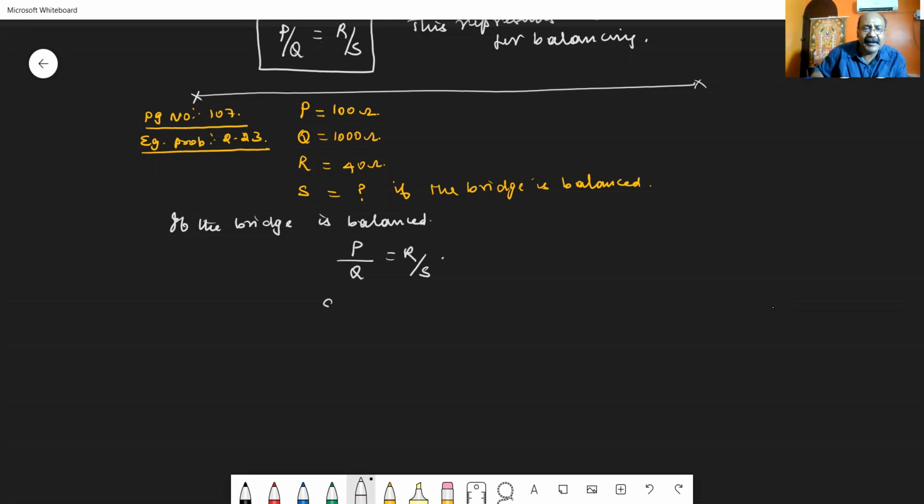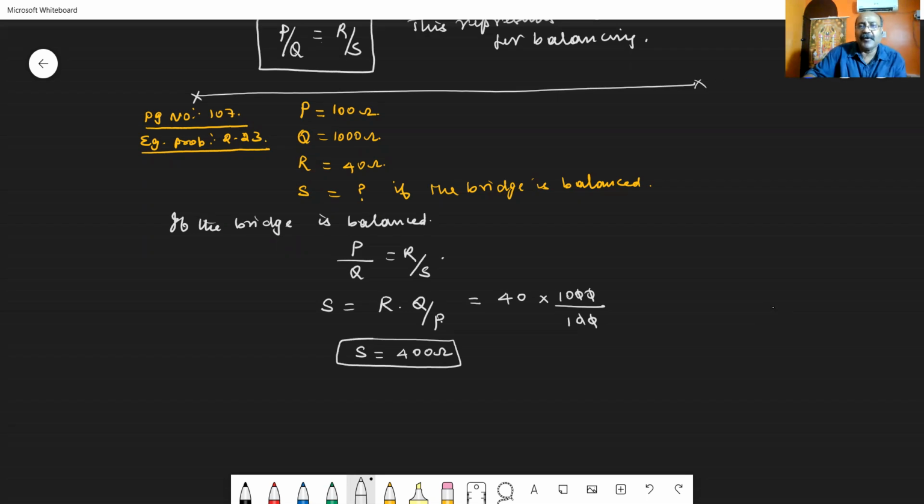In this equation, I am in need of S. On cross multiplying, I will be getting R into Q divided by P. Substitute, what is the value of R? It is 40. Q, it is 1000, divided by P, it is 100. So here you can cancel 2 digits. So the value of S is equal to 400 ohms as the answer. So this is the problem number 2.23.